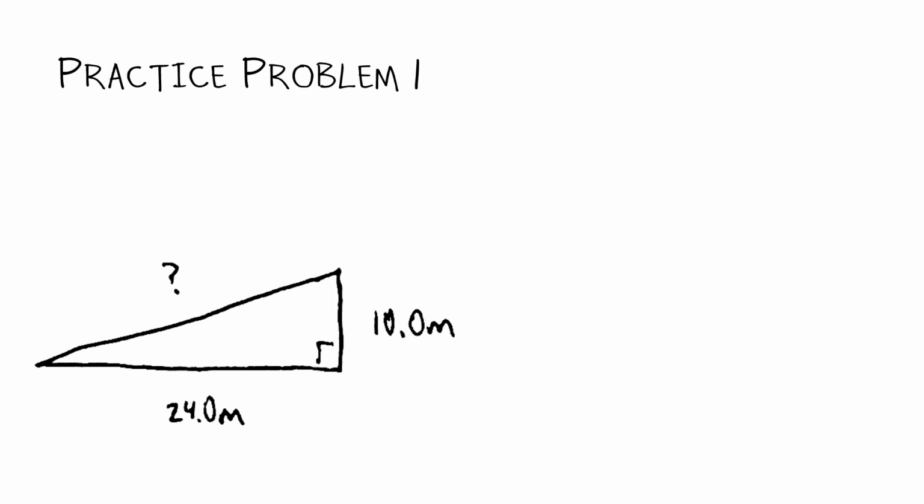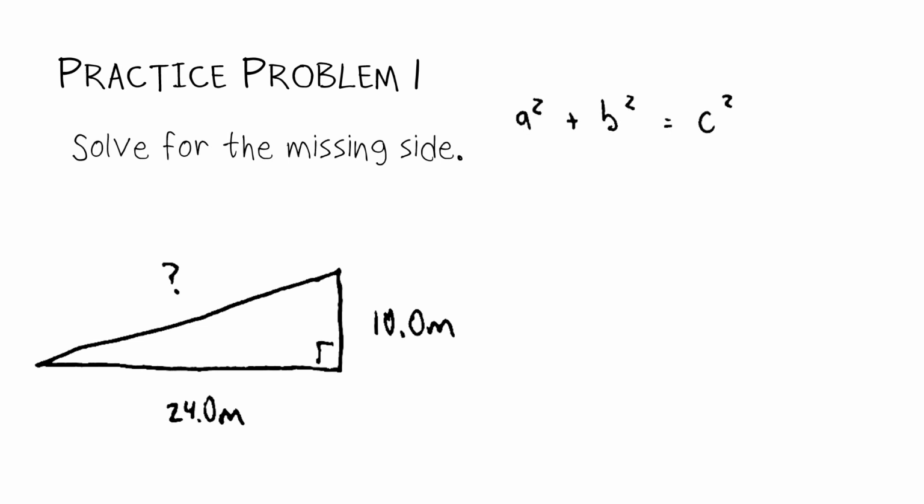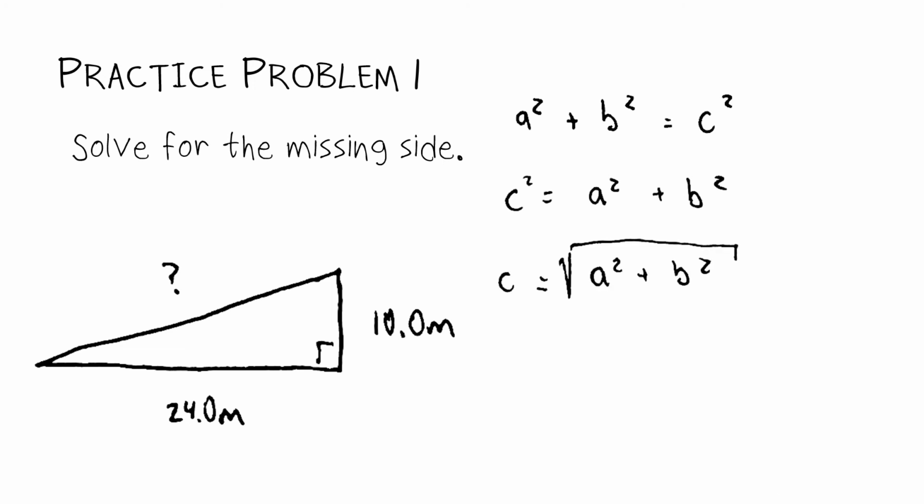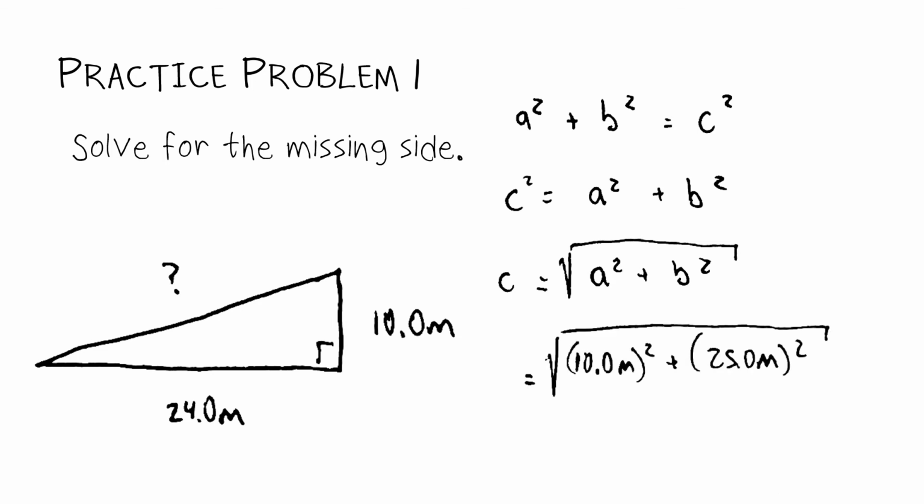Okay, so if we take a look at practice problem number 1, we have 2 legs of a right triangle, and we're solving for the hypotenuse, the missing side. So we have the formula a squared plus b squared equals c squared, similar to the sample we worked out before. Manipulate it to solve for c by taking the square root of both sides, and then we can plug in our values. So you get 10 meters squared plus 25 meters squared ends up being 725 square meters, and taking the square root of that is around 26.9 meters. So a pretty basic example of Pythag for us.